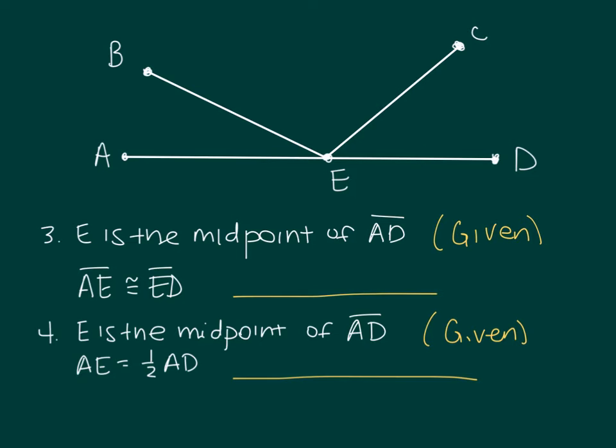Okay, if we look here at E is the midpoint of AD, we know that AE is congruent to ED. So AE is congruent to ED if E is the midpoint. So if we know that E is the midpoint of AD, we know that this is going to be the definition of midpoint of a segment.